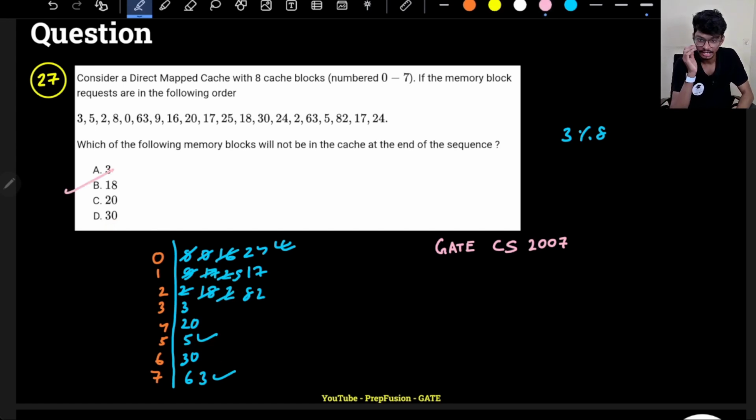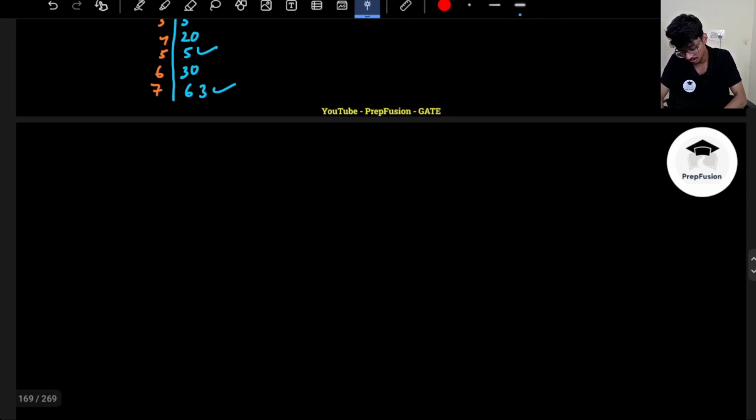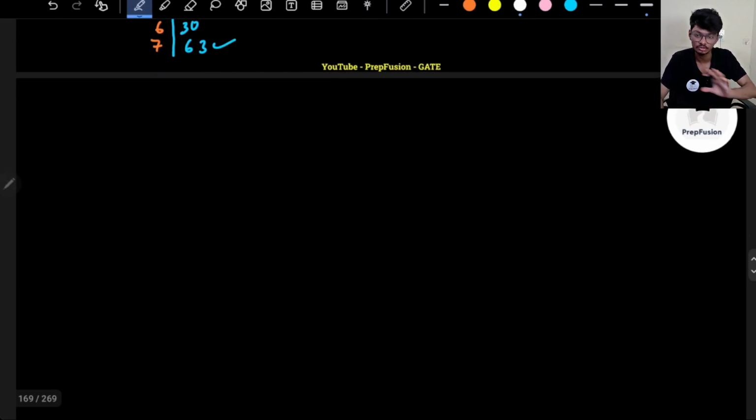So for direct map, you don't have to think. Just write down the block numbers, just write down the sequence, what is coming, and just replace. Simply replace. You don't have to think about how to replace. Now, what can be the interesting question? The interesting question here will be the number of hits or misses in this whole sequence of operations.